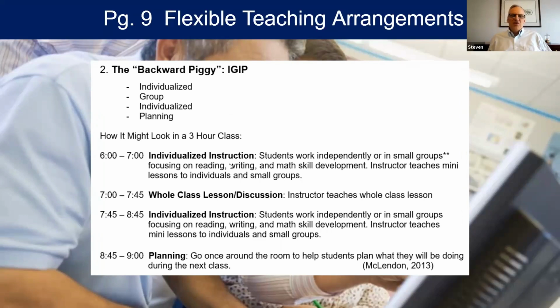Lennox always talked about the backward piggy, which I thought was funny, and that's backward piggy because it's piggy spelled backwards, IGIP, or in other words, the I stands for individualized, the G for group, the I for individualized, the P for planning. And this is a way that this could look in another 3-hour class. We've got the first hour individual work, the meat of the class when your students have shown up. At 7 o'clock, we can do a whole class lesson on whatever. And then the last part of the class, we could do some more individualized stuff and then some planning in the last part. So it's being flexible, but I think that's what we do in adult ed.